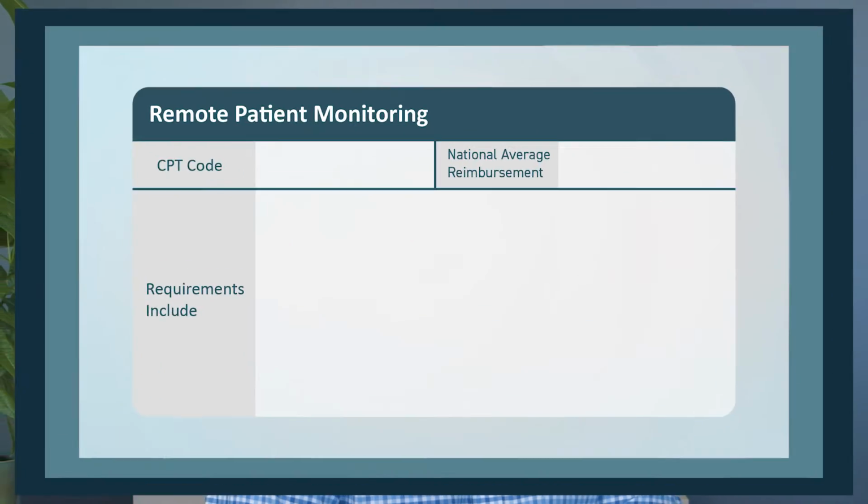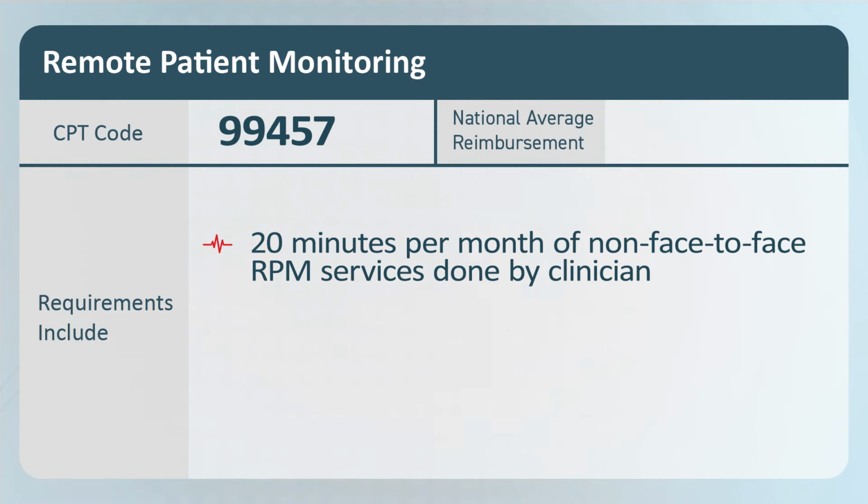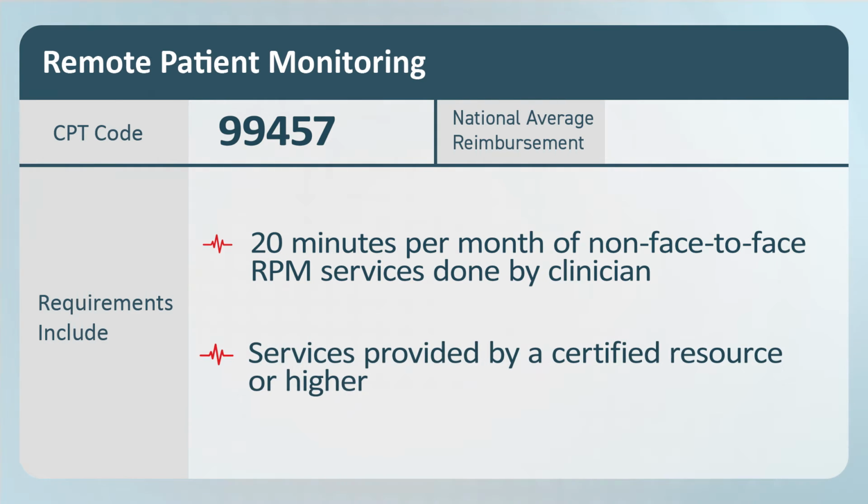Now let's look at the time-based RPM codes. The first code is 99457 for at least 20 minutes of non-face-to-face RPM services per month performed by clinical staff. The clinical staff can be a certified nurse assistant or certified medical assistant or higher on your staff. 99457 has a current national reimbursement of about $49 per month.